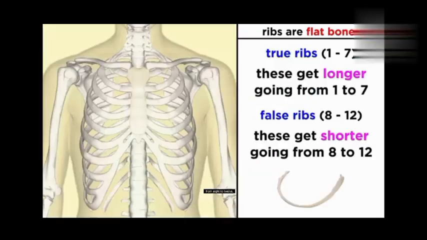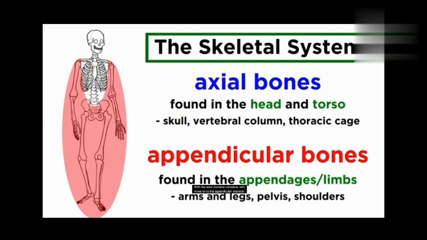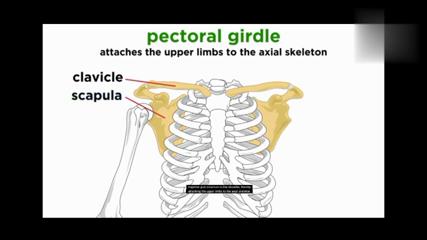With the axial skeleton complete, let's move on to the appendicular skeleton. While this is mainly just our limbs, there are other components to mention as well. Let's start with the pectoral girdle. This is comprised of the clavicle, or collarbone, and the scapula, or shoulder blade, which together give structure to the shoulder, thereby attaching the upper limbs to the axial skeleton.